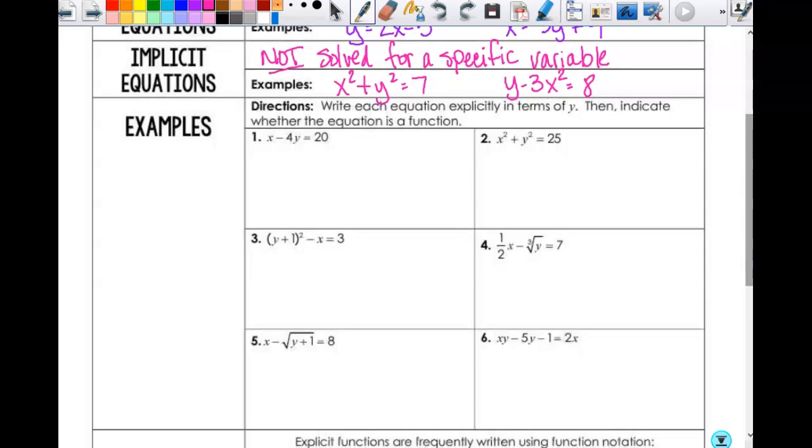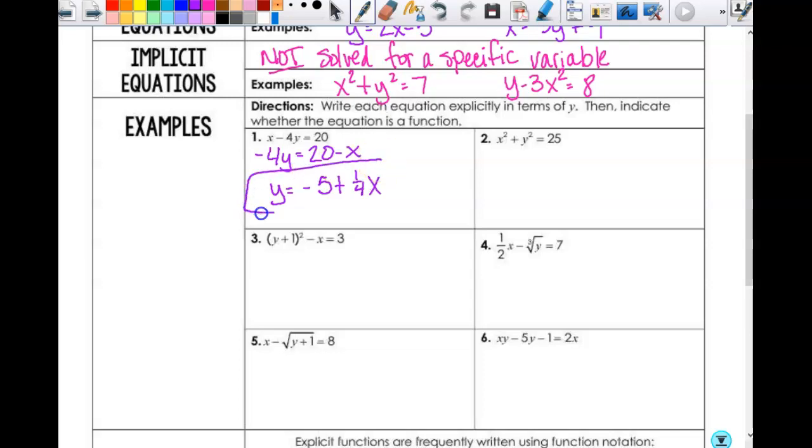All right, so the directions here say write each equation explicitly in terms of y, then indicate whether the equation is a function. So let's look at number 1. I want to solve for y. So the first thing I'm going to do is move my x. So negative 4y equals 20 minus x. Divide by negative 4, so we get y equals negative 5 plus 1/4 x. Okay? So I have it solved for y. If you want the 1/4 x first, that's fine. It doesn't really matter. But here it is.